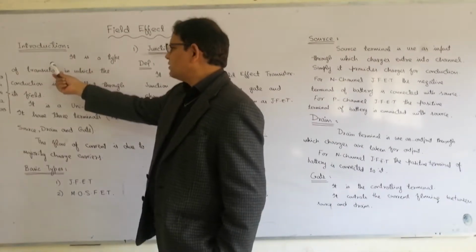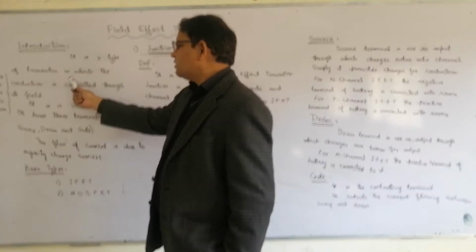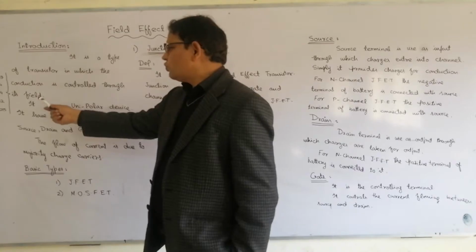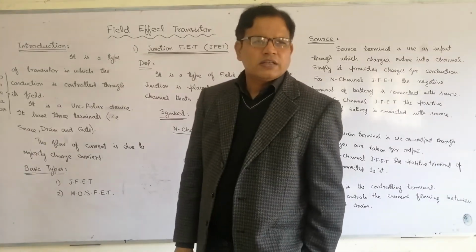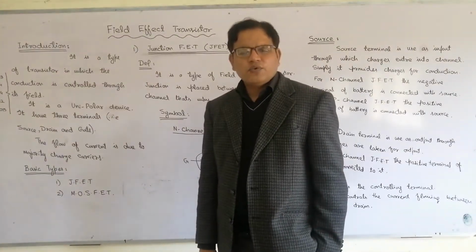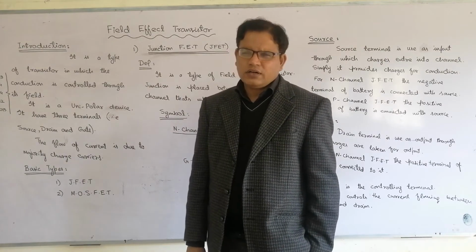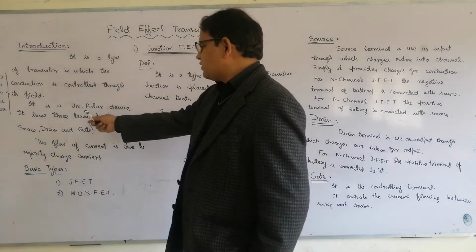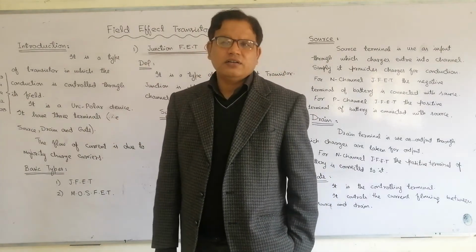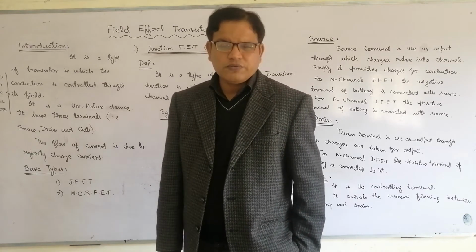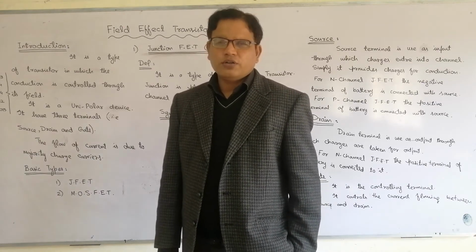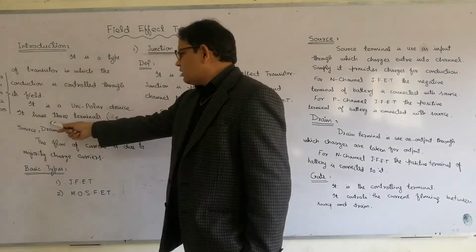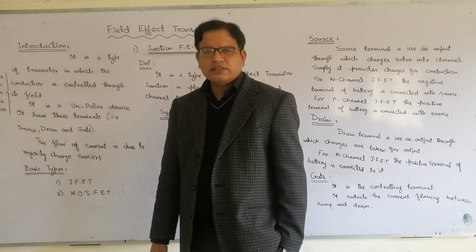What is the introduction? It is a type of transistor in which the conduction is controlled through its field. Through its field, we control the conduction, or simply the flow of the current. It is a unipolar device, where unipolar means only one polarity of carrier flows through it at one time. It has three terminals, that is, source, drain and gate.